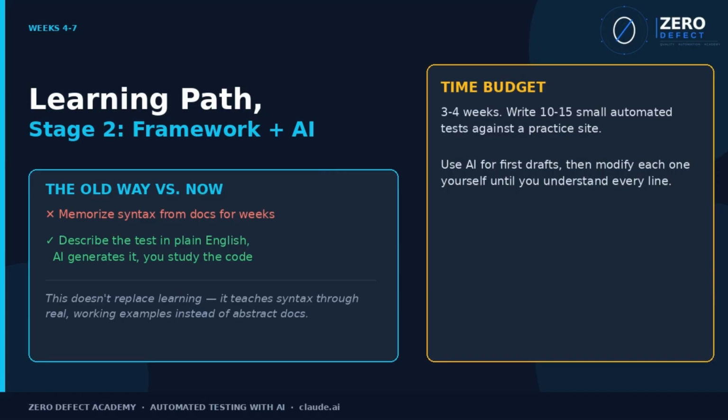Write 10 to 15 small automated tests against a practice site using AI to generate first drafts and then modifying them yourself until you understand every line.